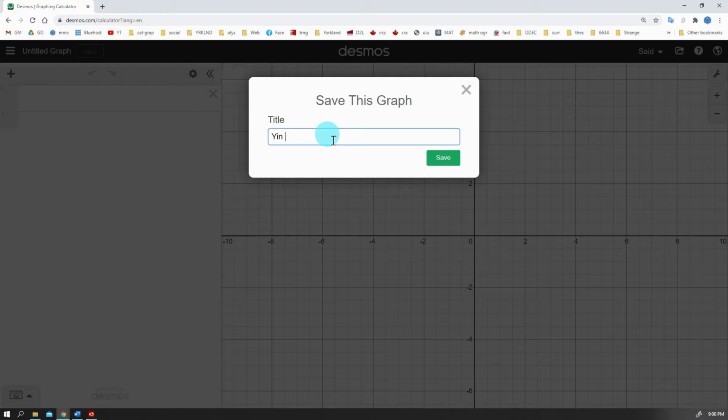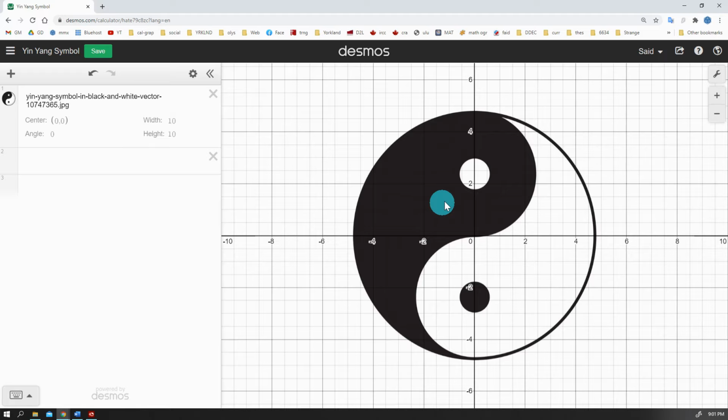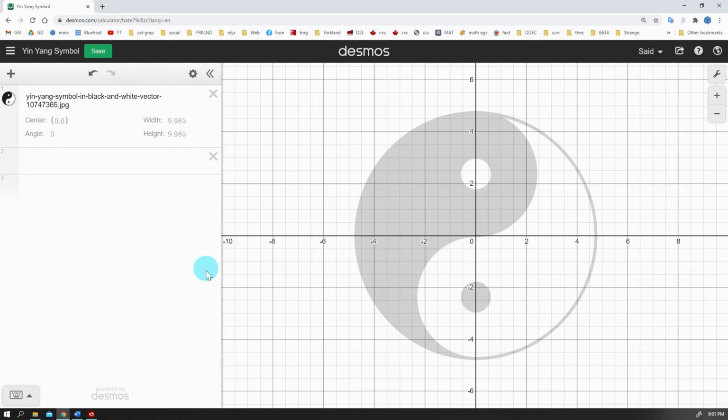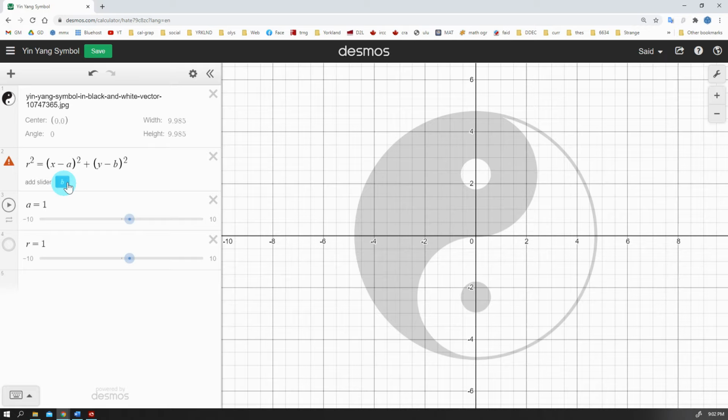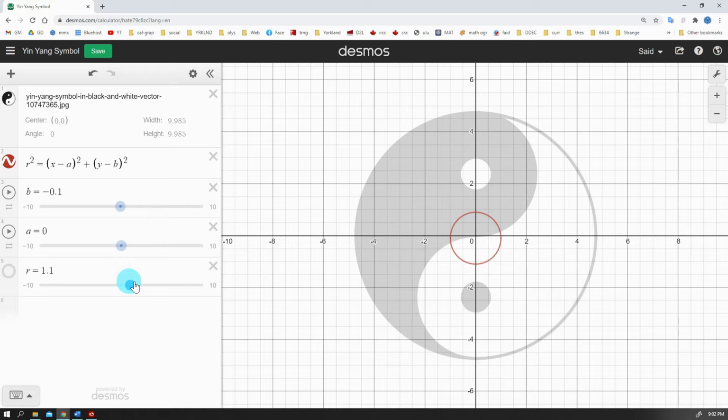Just watch this. It's going to be like 4 or 5 circles, and we will finish the art piece in a few minutes. To do that, you only need a circle formula, and the circle formula is, guys, r squared is equal to (x minus a) squared plus (y minus b) squared. So you see the sliders right here. It is already given. Just choose all and start testing. A moves it right or left, B moves it up and down, and R makes the circle bigger or smaller.